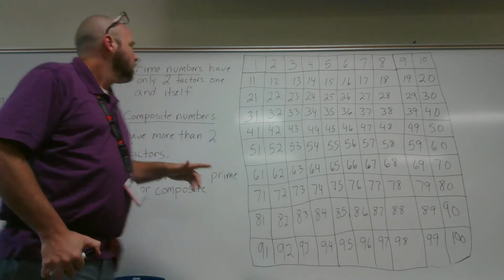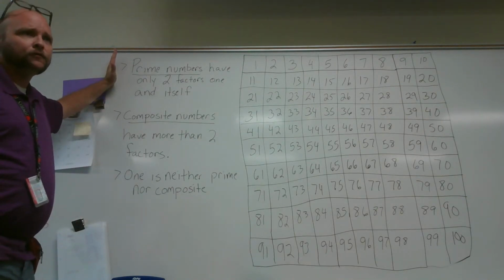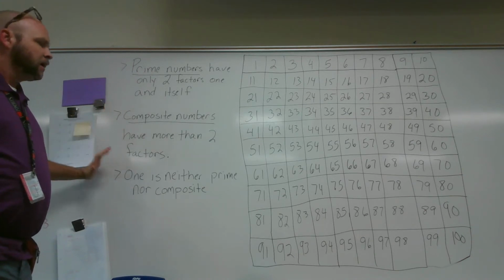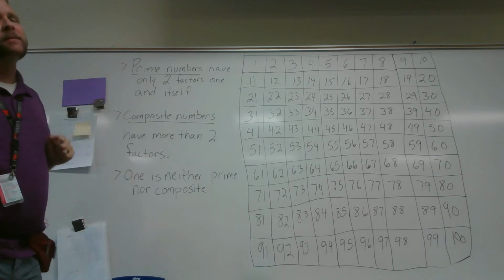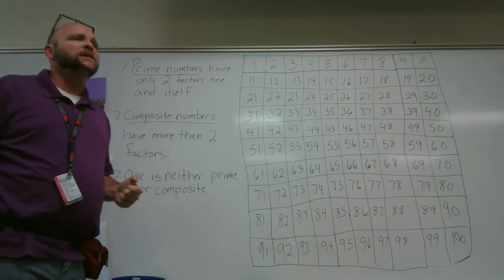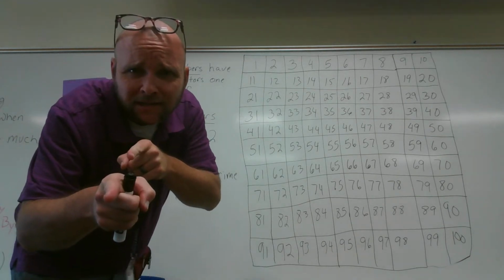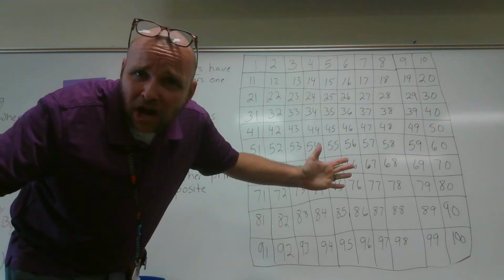Okay. First, a prime number has only two factors, one and itself. A composite number has more than two factors, and one is neither prime nor composite. And in a minute, we'll go over some examples. If you want, you can look at yesterday's lesson where we talked about factors. That's on there.